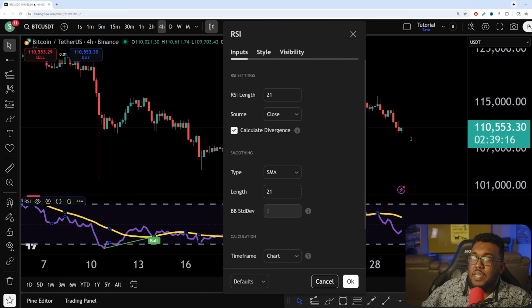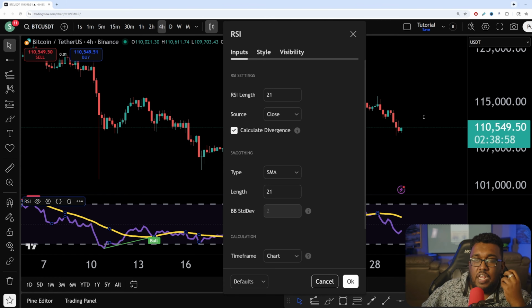So let me just explain very fast exactly what the RSI is and why people use it and the different ways you guys can be using it to make money, right? So the RSI basically measures how strong the price moves are. When it goes high, the buyers are getting more and more exhausted, and when it goes lower, the sellers are getting more and more exhausted.